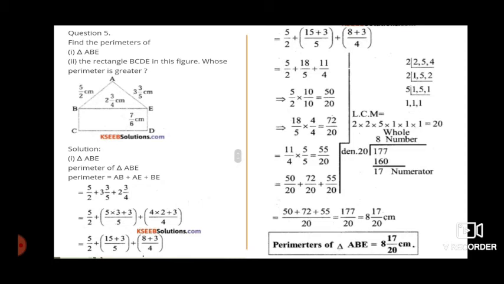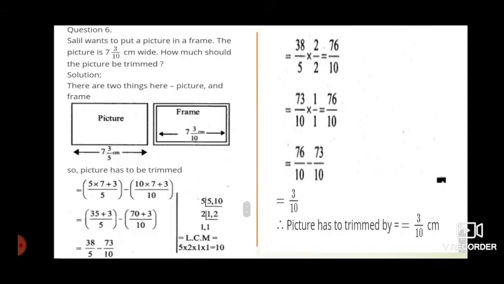That's it. Next children, question number 6. Here Salil wants to put a picture in a frame. The picture is 7 3 by 10 centimeters wide. How much should the picture be trimmed? Solution. There are two things here: one is the picture and the other is the frame. Here the width of the picture is 7 3 by 5. So how much should it be trimmed?